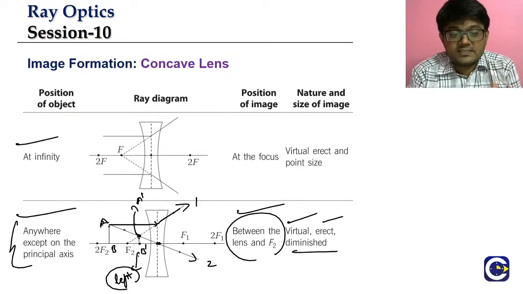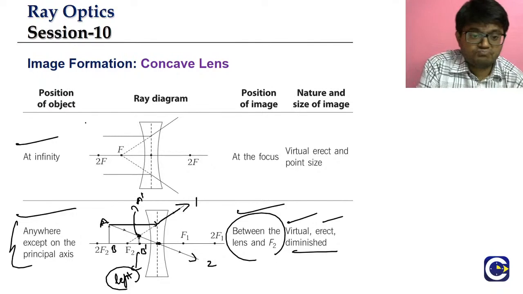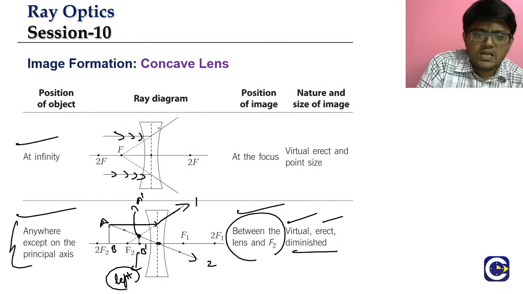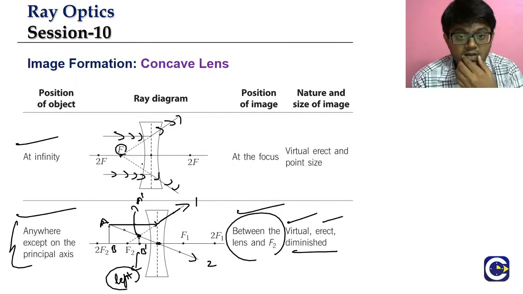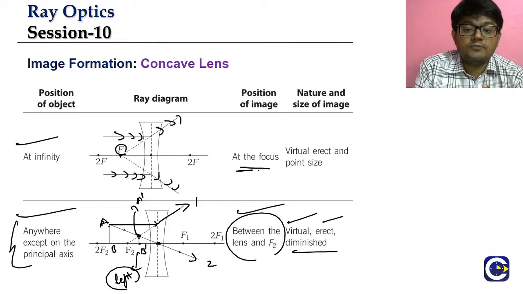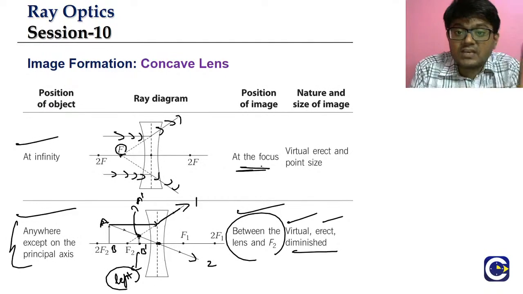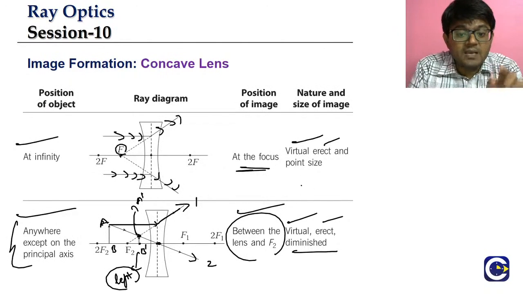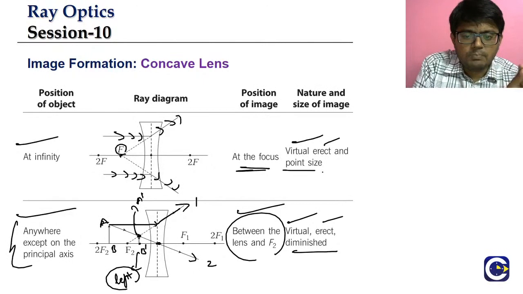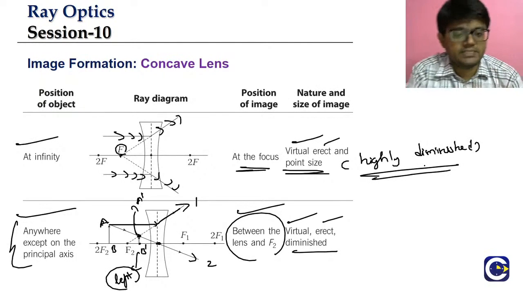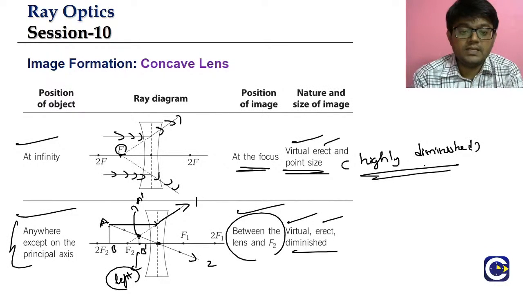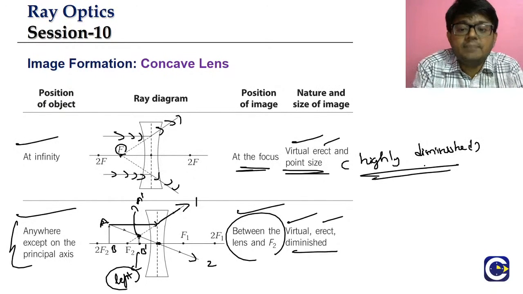Now what is the extreme case of this? If you have the object itself at infinity, we will have the light rays coming almost parallel. After refraction, they will emerge like this. They will emerge as if they are coming from point F. So this is in fact the definition of our focal point, right? So the image is going to be formed at the focal point, at the focus. The nature of the image will remain the same. Virtual, erect will remain the same. But in terms of the magnification, generally a concave lens diminishes. But in this case it will be a point size image, highly diminished.